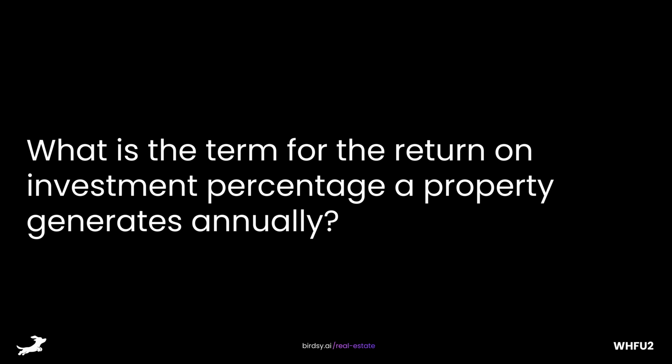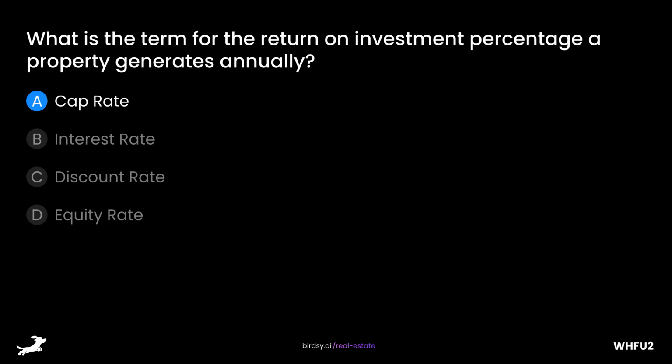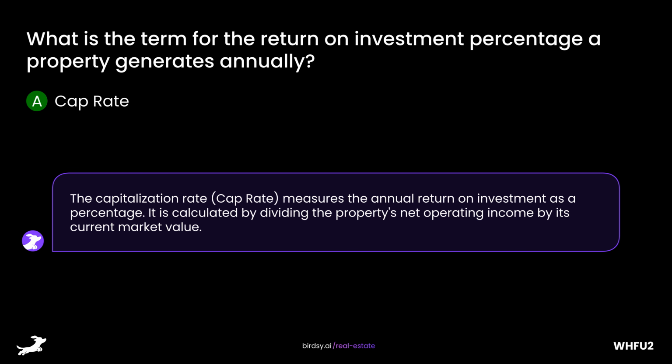What is the term for the return on investment percentage a property generates annually? Is it A, cap rate? B, interest rate? C, discount rate? Or D, equity rate? The answer is A, cap rate. The capitalization rate, cap rate, measures the annual return on investment as a percentage. It is calculated by dividing the property's net operating income by its current market value.